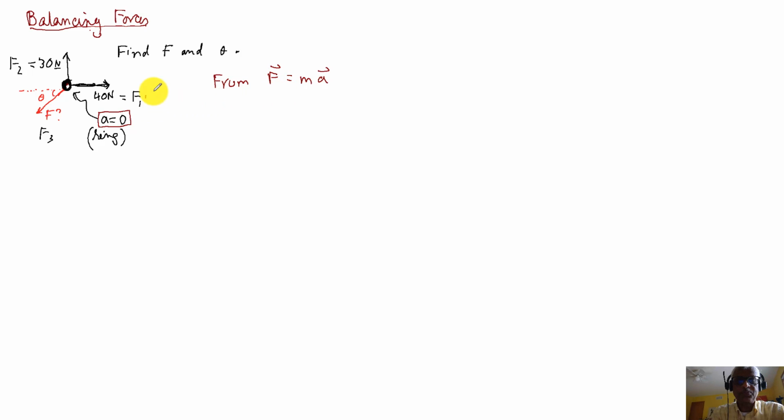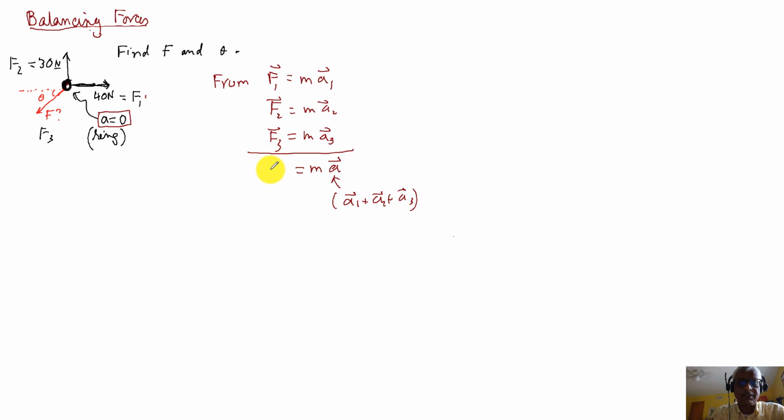One way to think about this is each force is causing its own acceleration. This one is causing acceleration, say a1, and this one is causing its own acceleration, and the third one is causing its own acceleration. And when you add them up, this side is 0, this side is mass times the net, a1 plus a2 plus a3, and this side is F1 plus F2 plus F3. So this side is 0. That means F1 plus F2 plus F3 equals 0. And this is a vector equation.